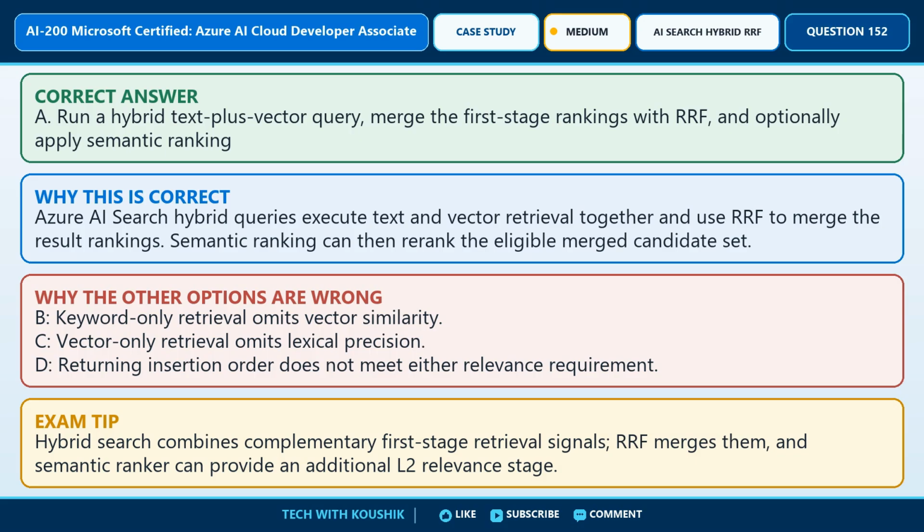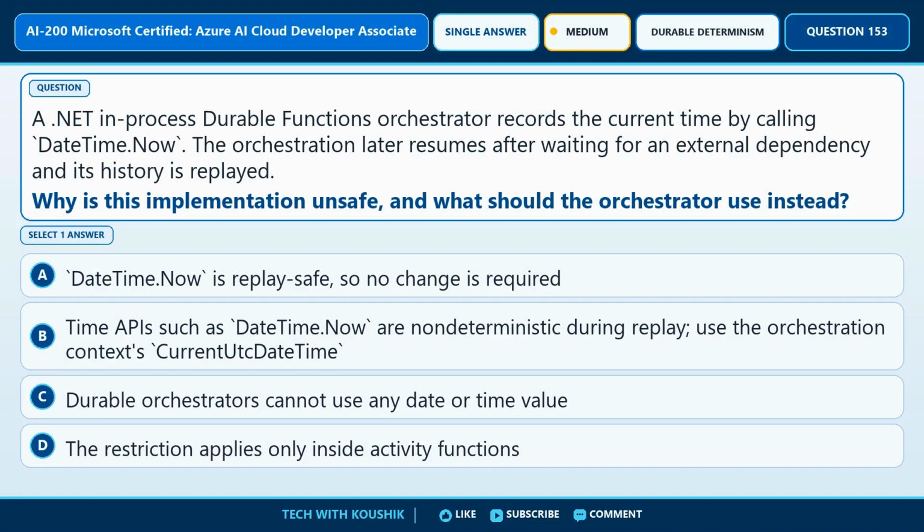Watch for this clue in similar questions. Hybrid search combines complementary first-stage retrieval signals. RRF merges them, and semantic ranker can provide an additional L2 relevance stage. Focus on the key wording in question number 153. Focus on the requirement that drives the design choice.